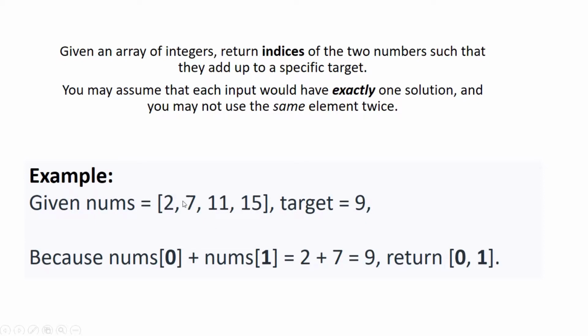You have this array 2, 7, 11, 15, and you are given a target 9. So you're supposed to look through this array and check which two of the values in the array sum up to 9. For instance, in this case, 2 plus 7 gives us 9. So your solution should return index 0 and index 1.